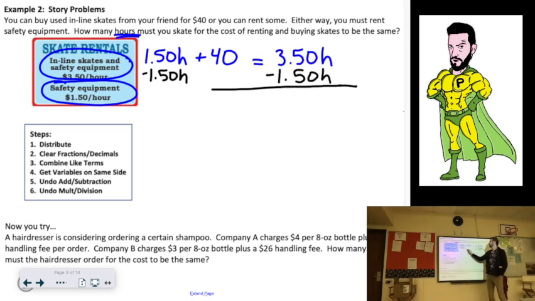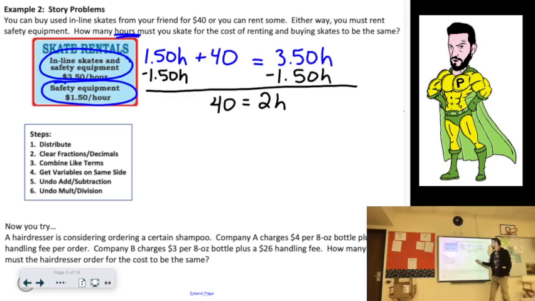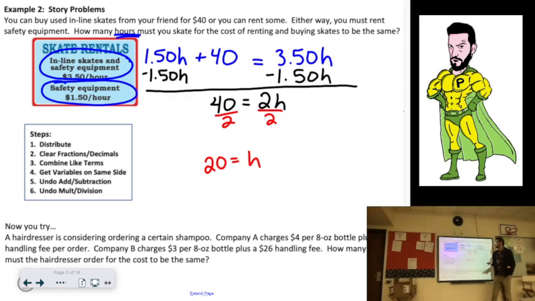$3.50 minus $1.50 would be $2. So we'll have 40 equals 2h. You could say 2.00h. That's the same as 2h. And then here we just got to divide by 2. And 40 divided by 2 is 20. And remember, we're looking for the number of hours. So we're so cool that if they ask, how many hours would you have to skate for it to be the same? You wouldn't say 20 equals h. You would tell them 20 hours.